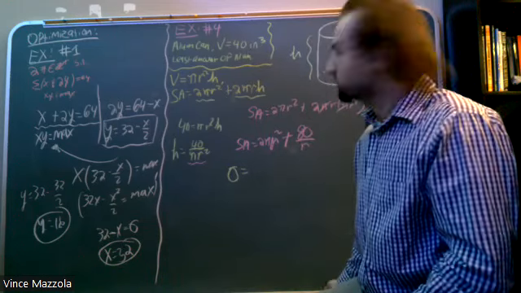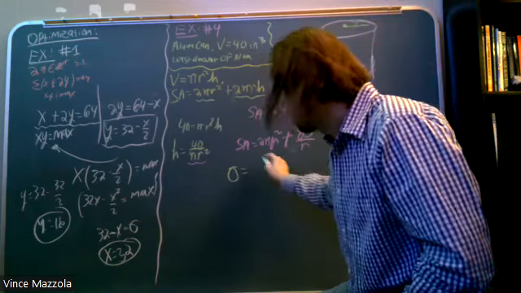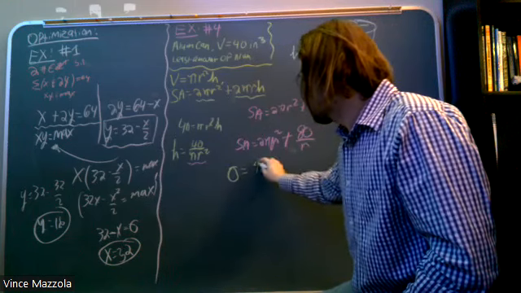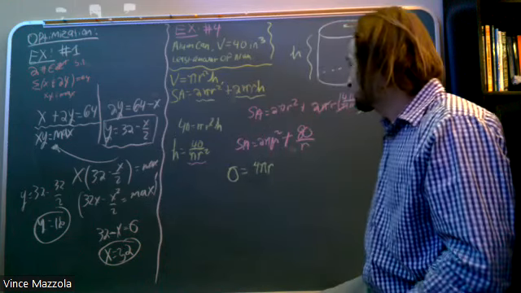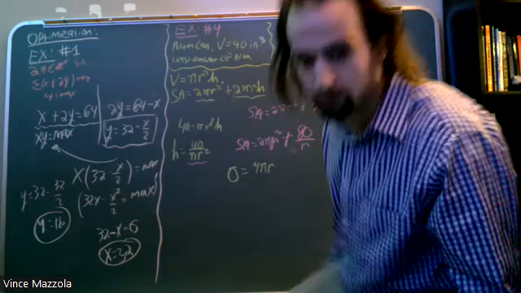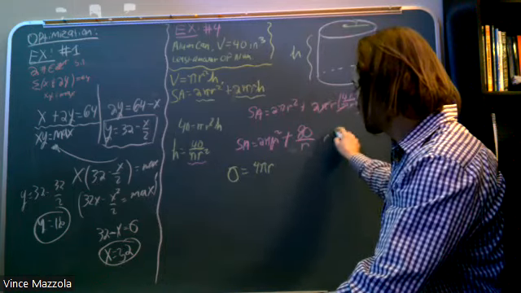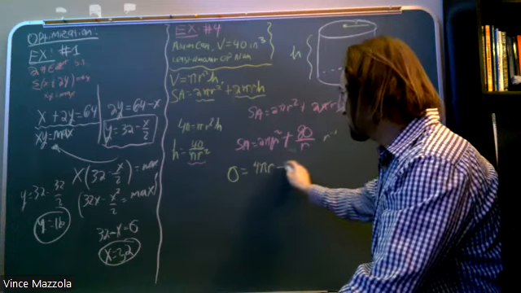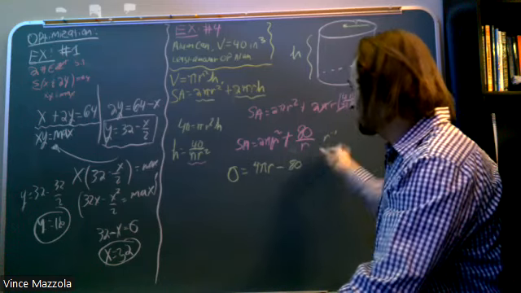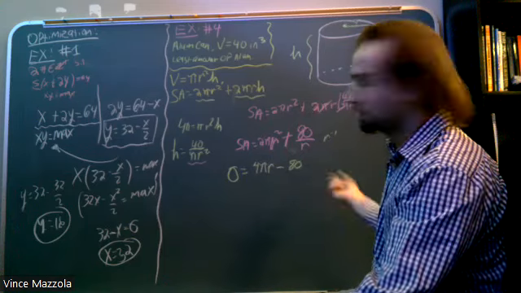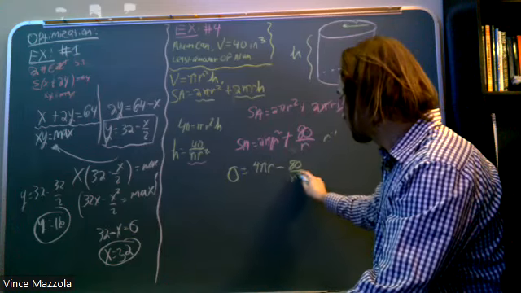So 2 pi r squared turns into 4 pi r. And then plus 80 divided by r. So this is r to the negative first power, if you think about it. So break it down, you got negative 80, and then r to the negative second. So that's just over r squared now.